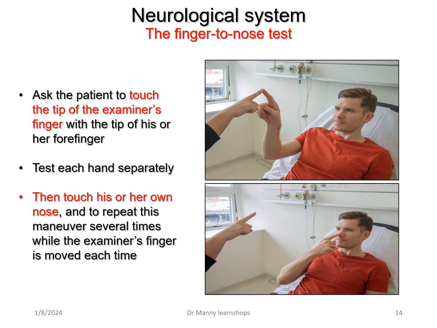The finger to nose test, this is where you ask the patient to touch the tip of the examiner's finger with the tip of his or her forefinger, and you test each hand separately. Then they touch their own nose, and this is repeated several times.